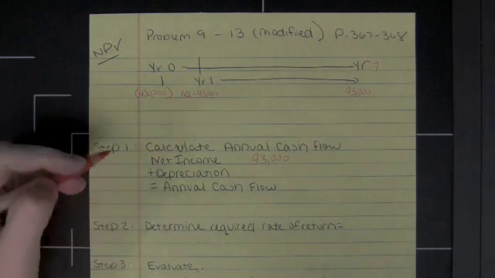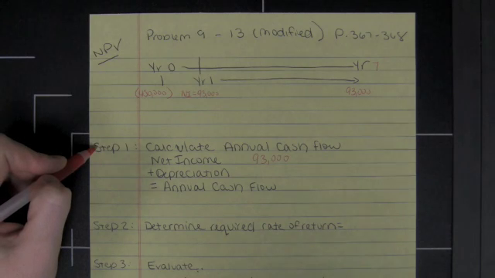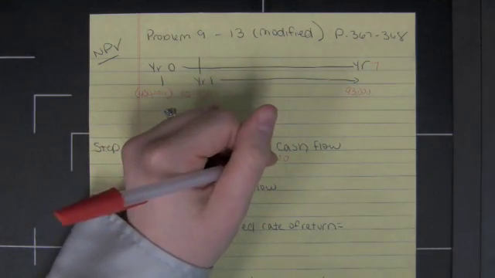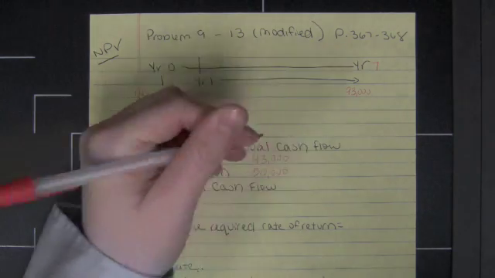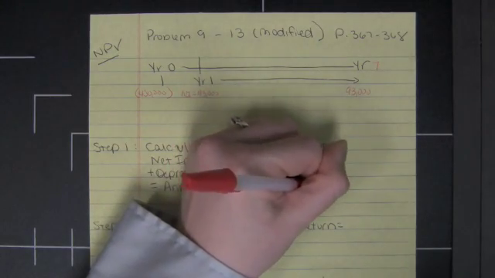In order to get our annual cash flow, which is step 1 of calculating the net present value, we have to add back depreciation. Depreciation expense on this asset is given. It's $50,000 each year. So our annual cash flow then would be $143,000.